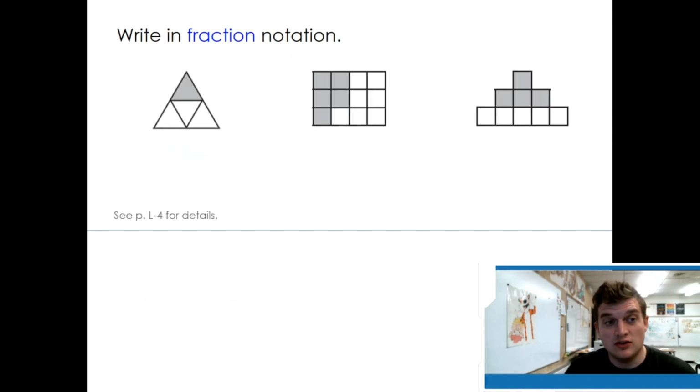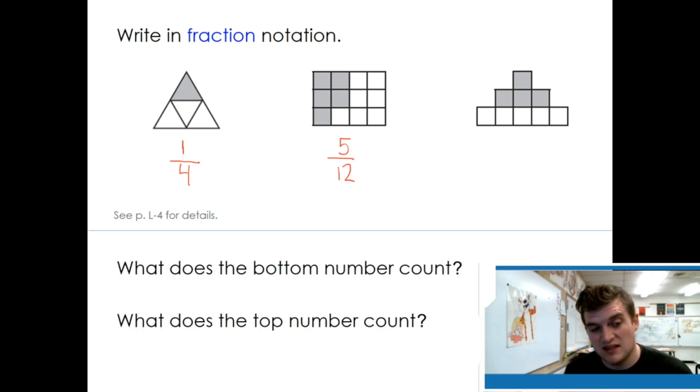Write in fractional notation. So the parts shaded will be on top, that's 1, and the total number will be on the bottom, the denominator, 1, 2, 3, 4, 1/4. Let's do another one. There are 1, 2, 3, 4, 5 parts shaded, and in total, I can just count by 4s, 4, 8, 12, 5/12. I bet you can do the next one easy.